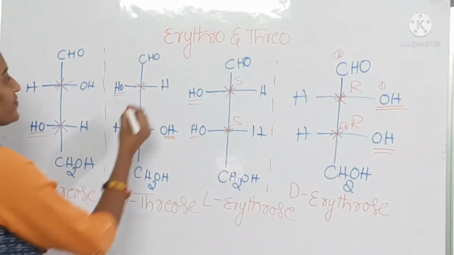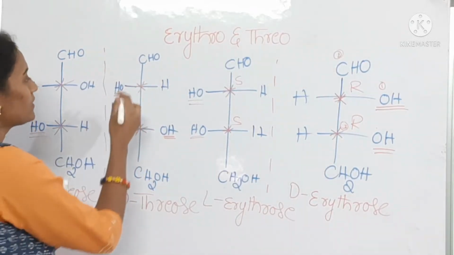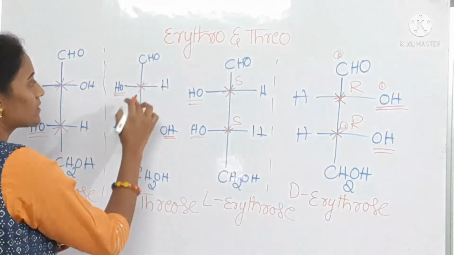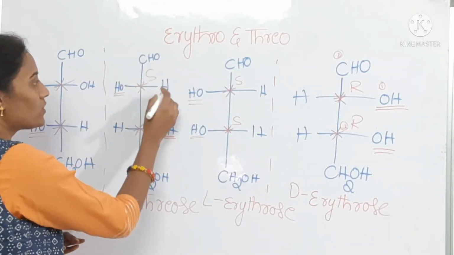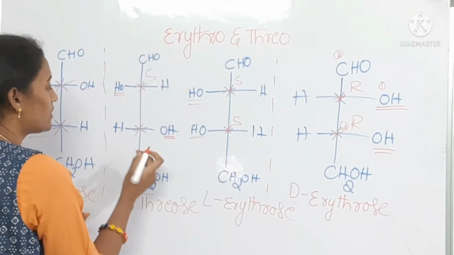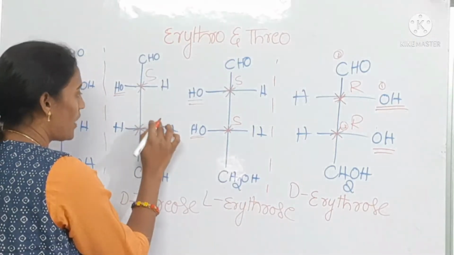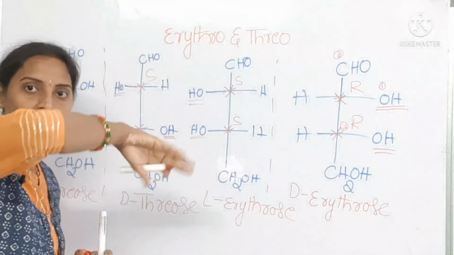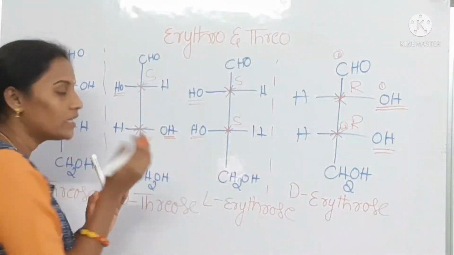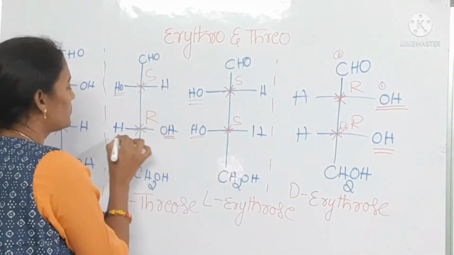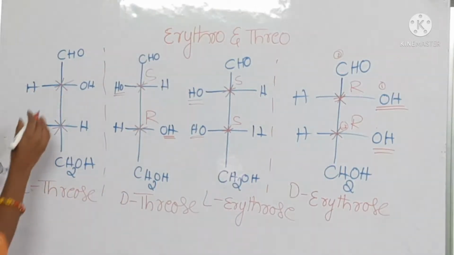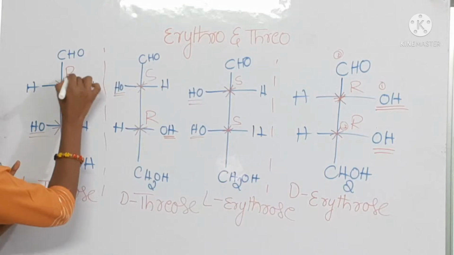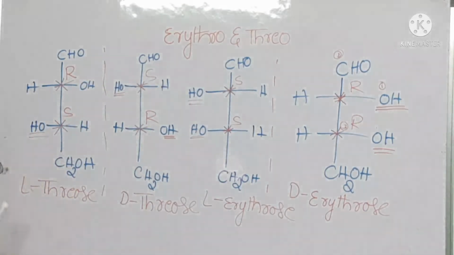Coming to this one, see here, students, you have to assign the configuration. This is 1, 2, 3. It is in clockwise direction. You can write S, because the least priority group is on horizontal. And for here also 1, 2, 3, anti-clockwise direction, so that it becomes R because of the least one. And for this one, this is the mirror image of that one, so you can directly write this is R configuration and this one is S configuration.